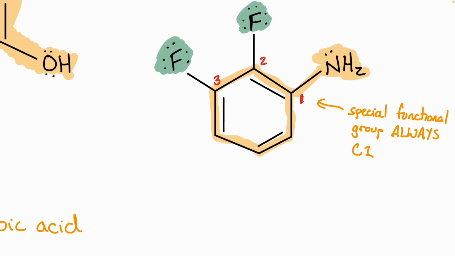So when we name this molecule here, this would be 2,3-difluoro. Since that parent chain, that aniline, is always on carbon 1, I don't bother including the 1 in the name. I just say 2,3-difluoroaniline. Okay, that special functional group is always on carbon 1, so I don't have to say it's 1-aniline. I know it's 1-aniline. I'm just going to indicate the location of those two fluoro groups.